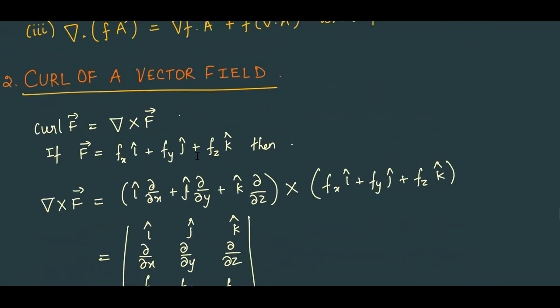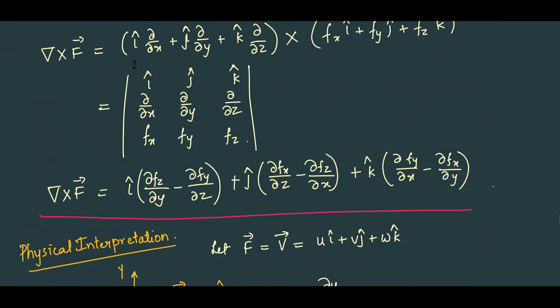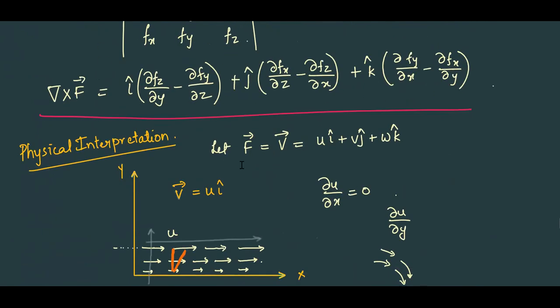Then we discussed curl. Curl of a vector field is del cross F. We can find this using the determinant with i, j, k in the first row, dou by dou x, dou by dou y, dou by dou z in the second, and the x, y, and z components of F in the third. This is what we get.